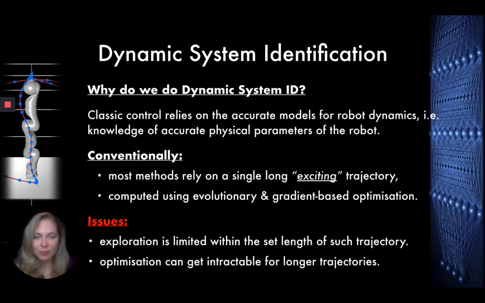So as I said before, most of the classical methods rely on producing a single very long trajectory like that, and it's usually computed using evolutionary or gradient-based approaches. Now the issues with that: exploration is limited within the set length of such trajectory. Moreover, optimization can get intractable for certain lengths of such trajectories.